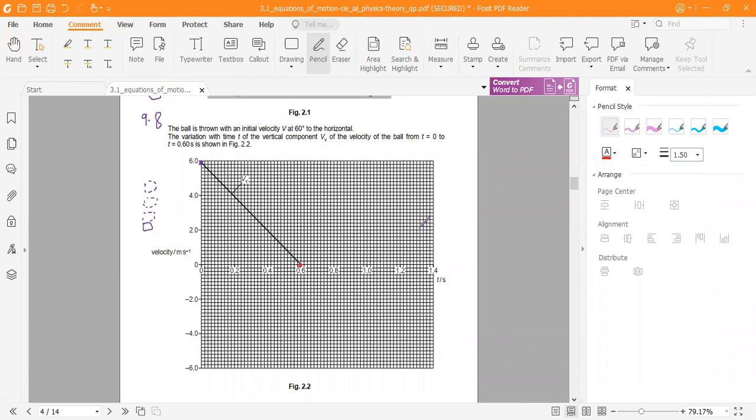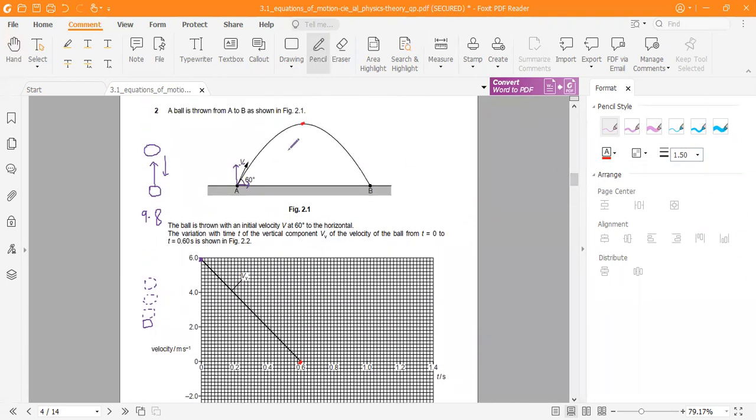Now, how much should you extend this line? That's the question. To answer it simply, this area under the graph will tell you the height. We know that the area under the graph is distance. And since we are talking about the vertical component, this area under the graph will tell me this height.